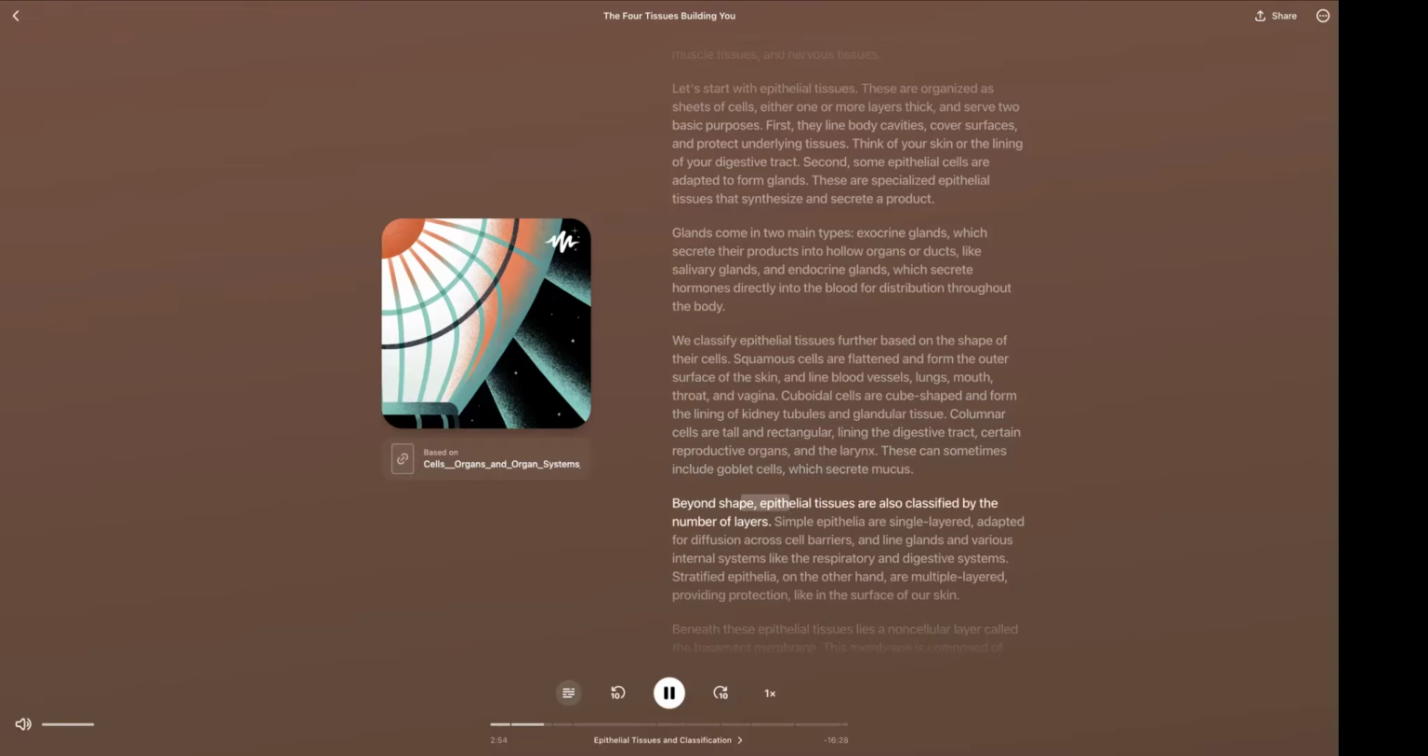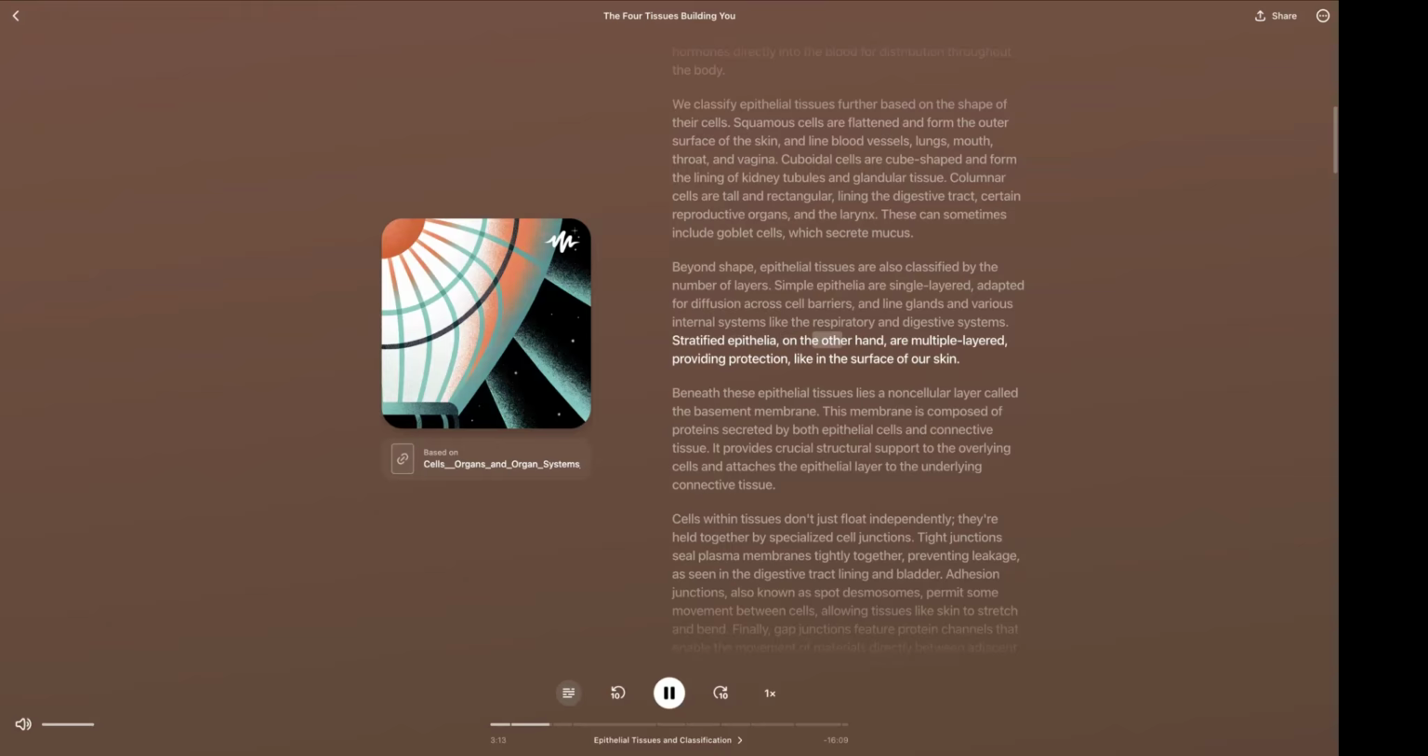Beyond shape, epithelial tissues are also classified by the number of layers. Simple epithelia are single-layered, adapted for diffusion across cell barriers, and line glands and various internal systems like the respiratory system and digestive systems. Stratified epithelia, on the other hand, are multiple-layered, providing protection like in the surface of our skin.